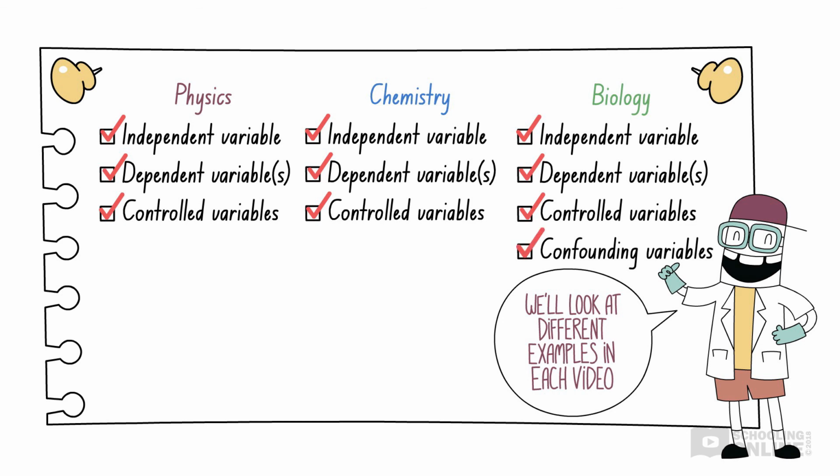If you study biology, make sure to watch our second lesson on validity for biology, as we will introduce confounding variables. These are variables that are not controlled and may affect both the independent and dependent variables, possibly leading to an incorrect conclusion. In physics and chemistry, you don't need to learn about confounding variables, so we haven't included them in this lesson.